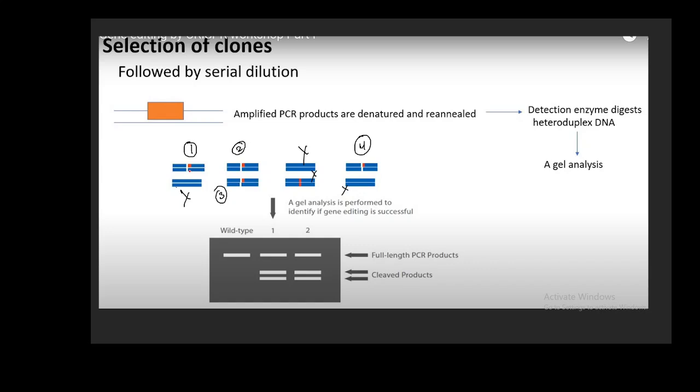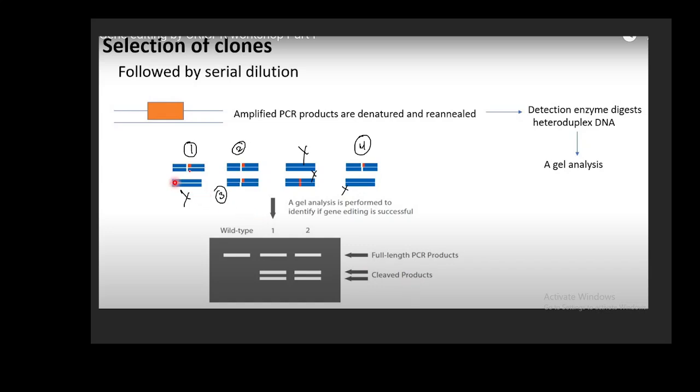In this case, it is not modified in both strands, this one and this one, and in this case it has been modified in both strands. So in these three it has not been modified, and in this clone both the strands are modified. So suppose only one strand is modified, you will get the full length product and the cleaved products, and you can identify that the mutation has been done in one of the DNA strands.